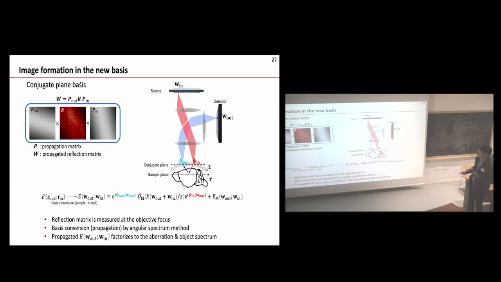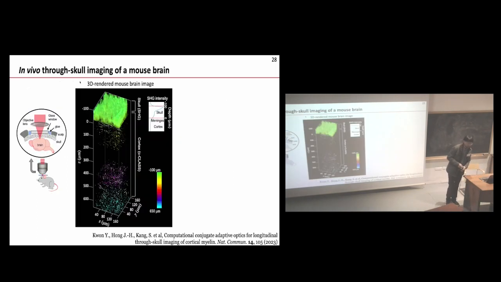Then, as I mentioned, the effect of the skull is a phase retardation in and out. And the object spectrum is not the real object spectrum. It's an object spectrum with a quadratic component. But the important point here is that by changing the basis, now the equation is formally equivalent to the previous aberration problem. So you can apply the same algorithm, okay? And then we realized the in vivo through-skull imaging.